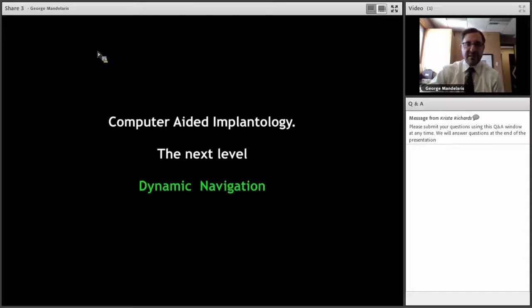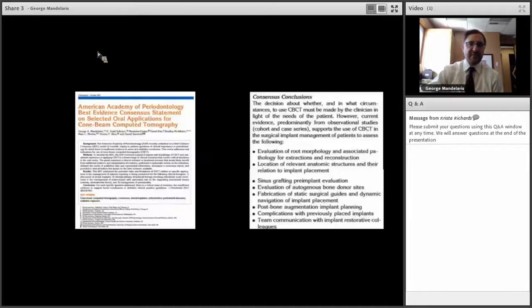So computer-aided implantology and navigation is the next level, and something I'm very excited about. In fact, I was so excited about it that we put it in the American Academy of Periodontology's Best Evidence Consensus paper, published in October of 2017 in the Journal of Periodontology. Imaging today is now standard of care for patients receiving implant surgery, certainly in the periodontal realm, in oral and maxillofacial surgery, and in any other discipline.